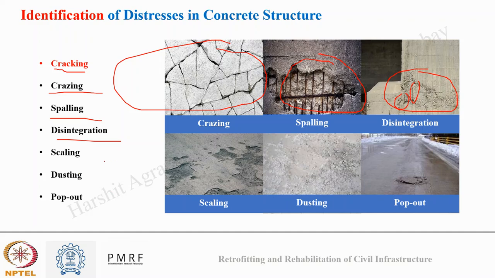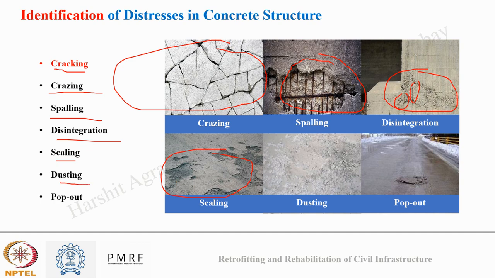Fifth one is scaling. So scaling refers to peeling or flaking of a concrete cover that has hardened. So after hardening, when the concrete cover peels off. Okay, so scaling is generally a result of significant exposure to freezing and thawing cycles. The same can be seen in the image of a road pavement here. Okay, so mainly it is due to freezing and thawing.